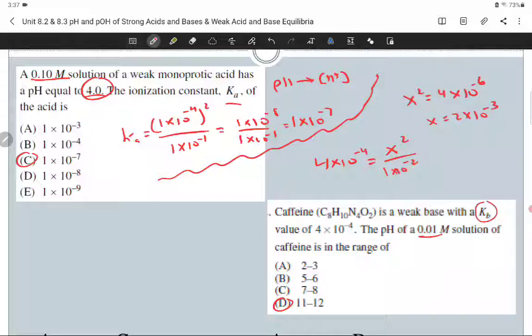That's going to be difficult to do in your head, but 1 times 10 to the negative 3rd is going to be in the ballpark, because all we need is a ballpark. And that would give you a pOH of 3 and then a pH of 11. Bingo. So yes, you're going to have to make some approximations with some of these multiple choice questions.